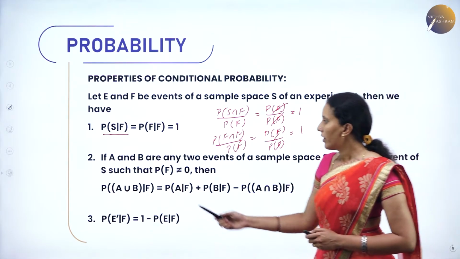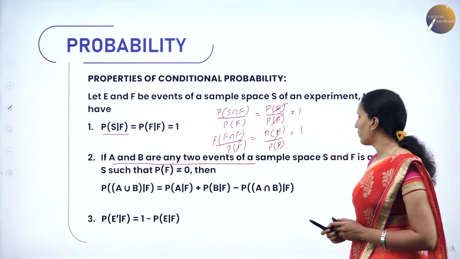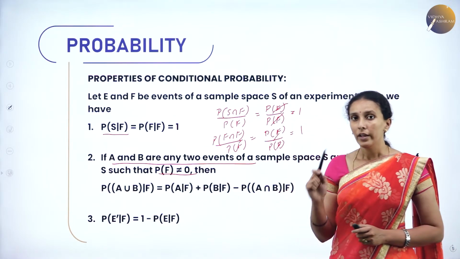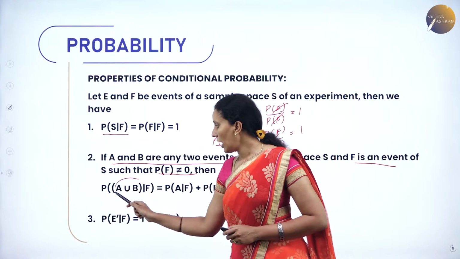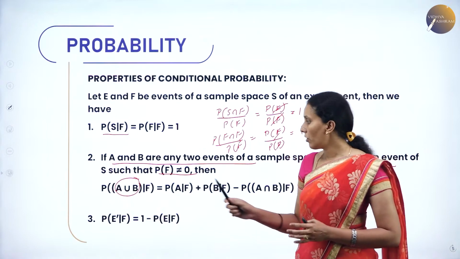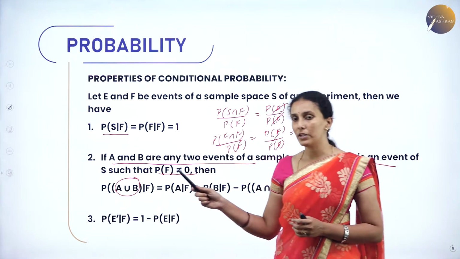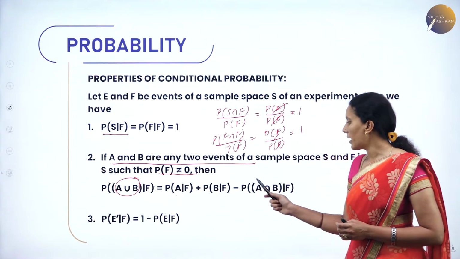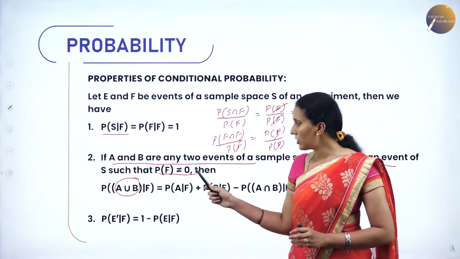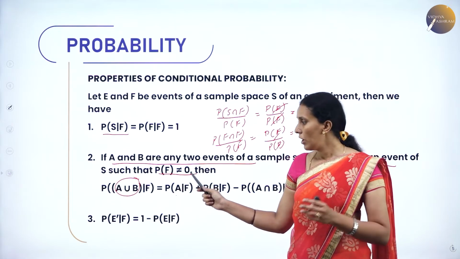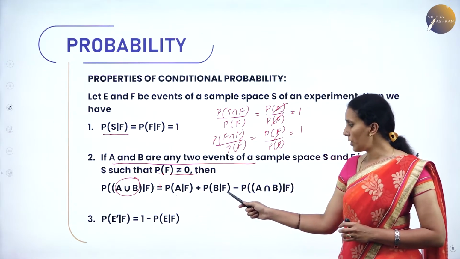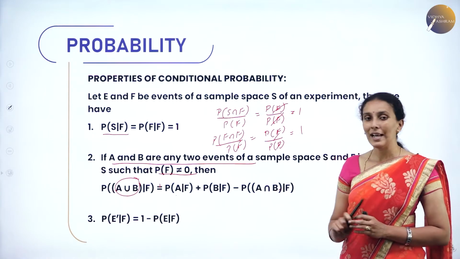Now the second one is, if A and B are any two events of a sample space and F is an event such that P of F is not equal to 0, then the conditional probability of A union B over F is given by, we know the probability of the union of two events A union B can be written as P of A plus P of B minus P of A intersection B. Hence, if F is the conditioning event where P of F is not equal to 0, we write it as P of A union B over F as P of A over F plus P of B over F minus P of A intersection B over F.